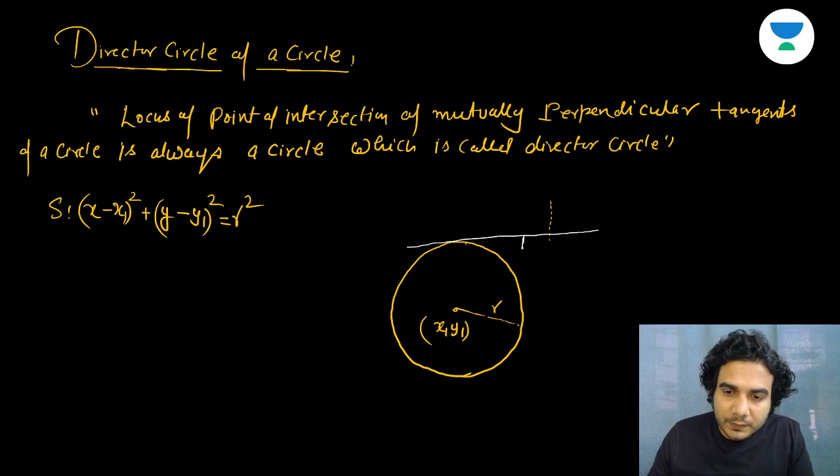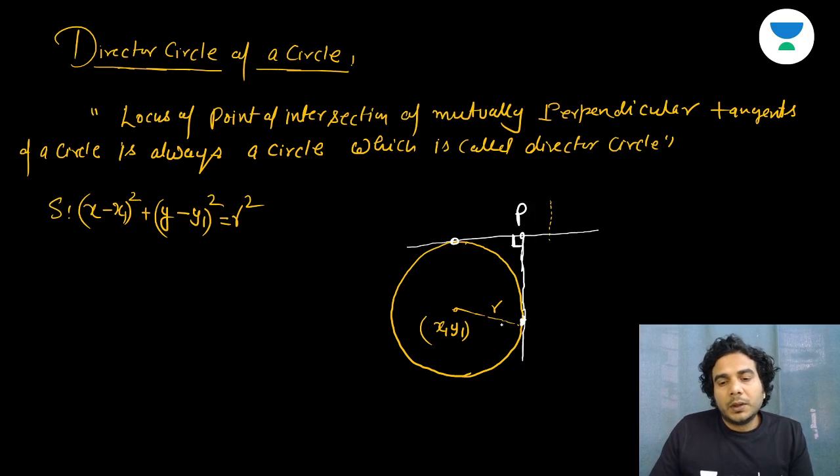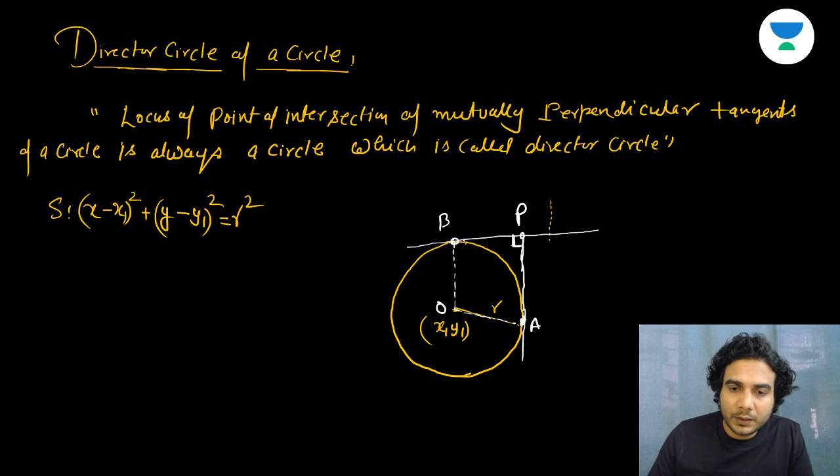this and this. This is point P, this is 90 degree. Alright, so now let's see. If I draw this, join this also, O, A, P, B, alright? 90, 90. So we need to find the locus of point P. Let's take this point (h, k).